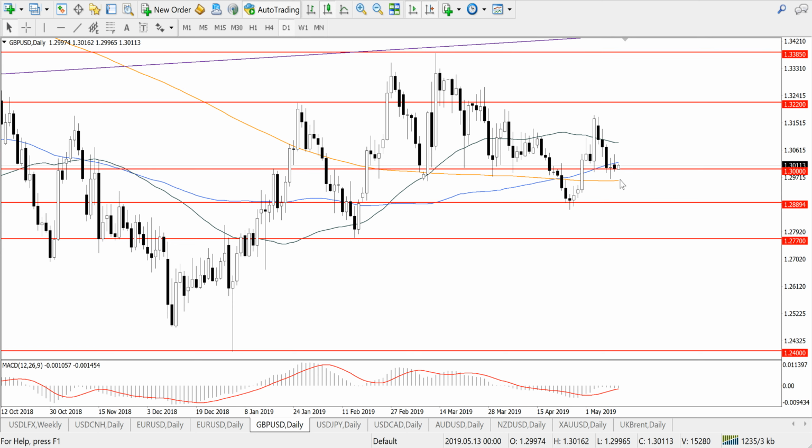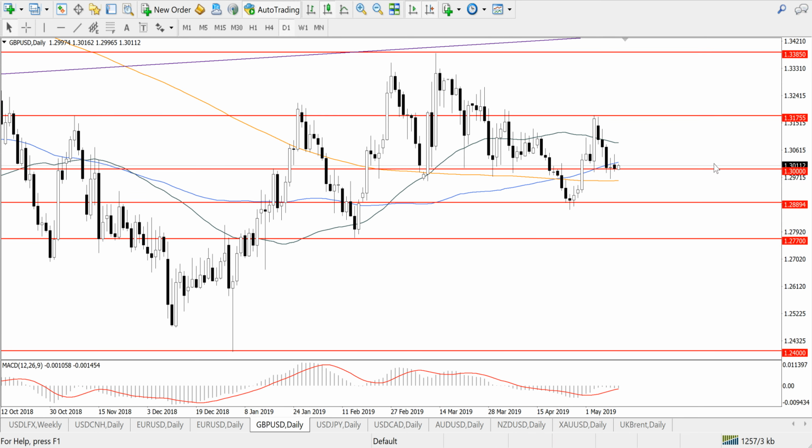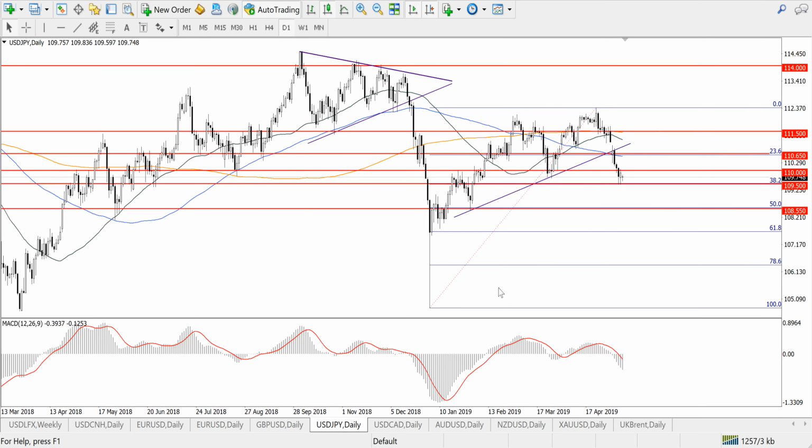The support is located around 1.2960 ahead of 1.2890, while the resistance will be at 1.3085 ahead of levels from the previous high located in the area of 1.3175. Dollar yen tested lower levels last week before it found support around 109.50.